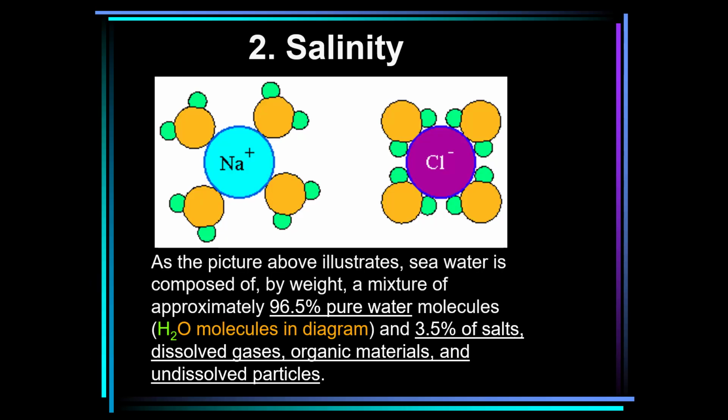So the second one is salinity. As you can see in this picture, the ocean is a mixture of approximately 96.5% pure water. These are the water molecules, and this is a sodium ion and this is a chlorine ion. Both of them are surrounded by water molecules. So 96.5% by weight is pure water, and 3.5% is salt, which is sodium chloride. And then there are some dissolved gases, some organic materials, and some undissolved particles.